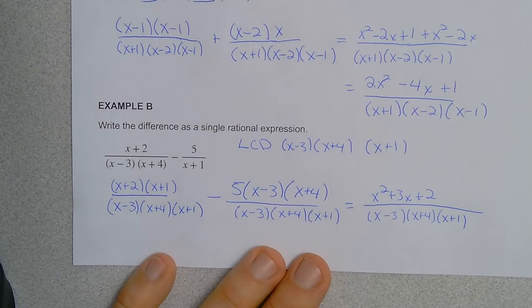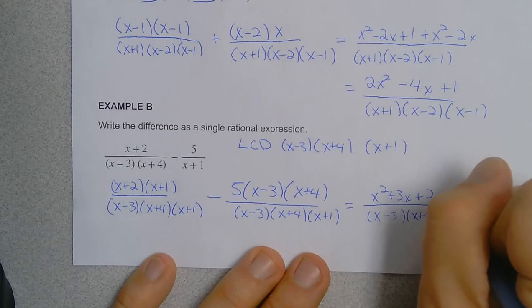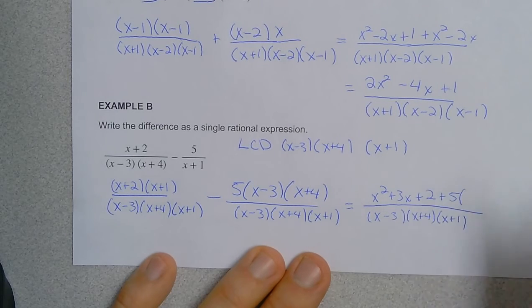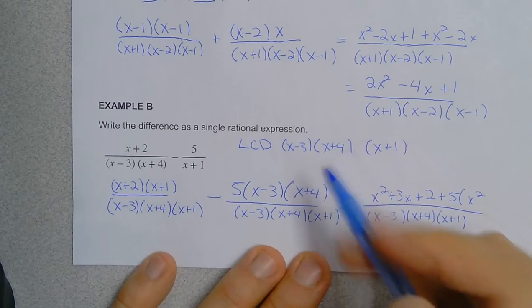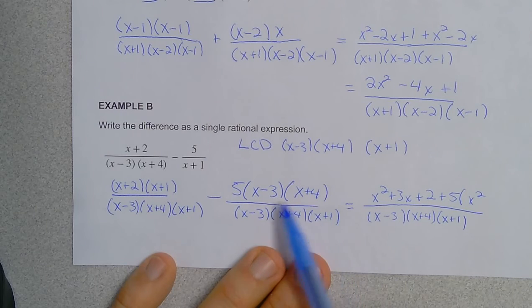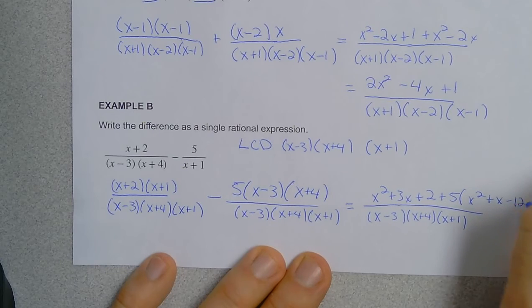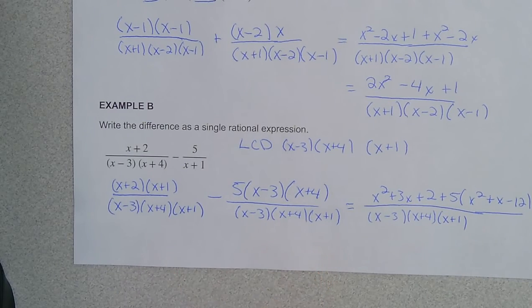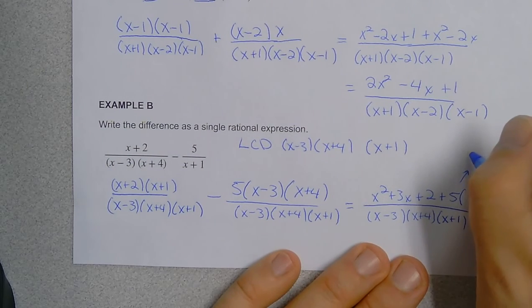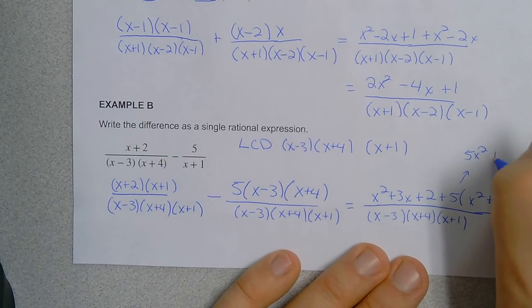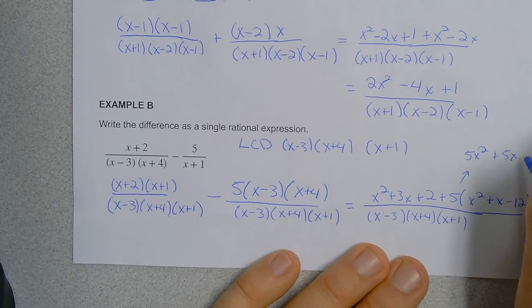And then here, I'm going to distribute first and then multiply by 5. So x squared plus 4x minus 3x. So plus 5 times x squared. And then plus 4x minus 3x would just be plus x, and then minus 12. And then I'm going to distribute that kind of up here, just so that I see that. I'm going to have 5x squared plus 5x, and then minus 60.